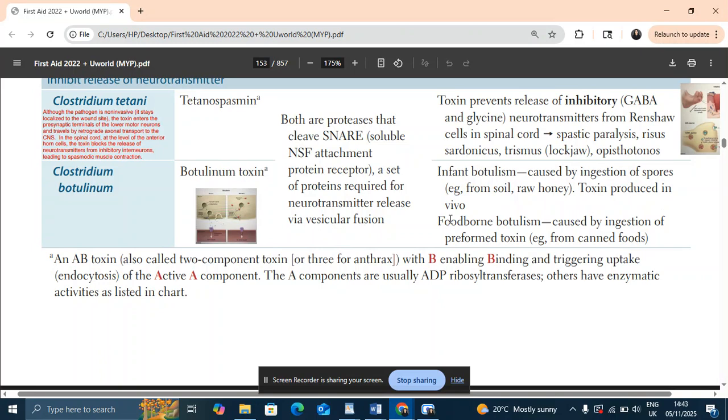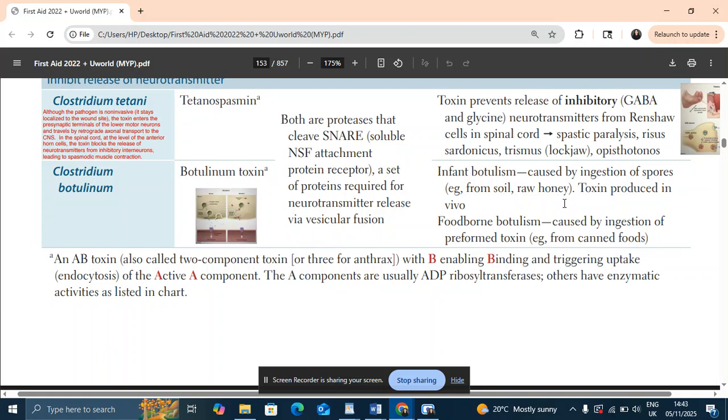Adult botulism or foodborne botulism, which is seen in adults, is caused by ingestion of preformed toxins. Adults are eating toxins, not spores, from canned foods. So adults eat toxin. Infants eat spores, and then toxin is made inside the body. Adults eat toxin; toxin is already made outside. Very high yield differentiating point.